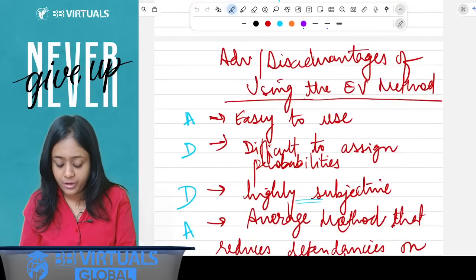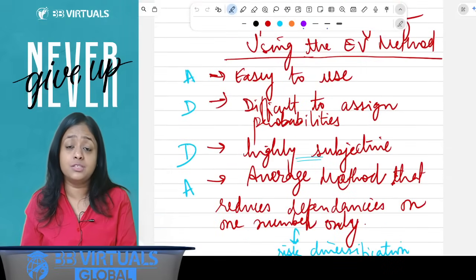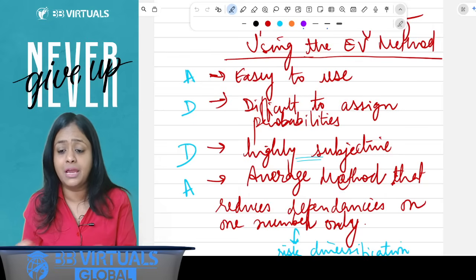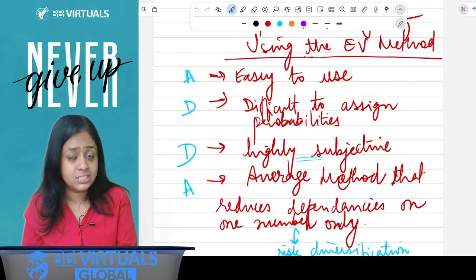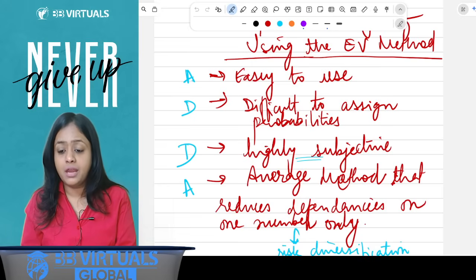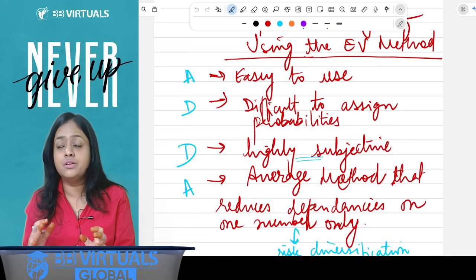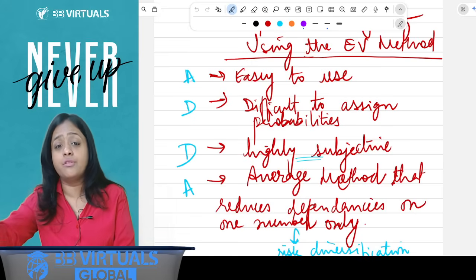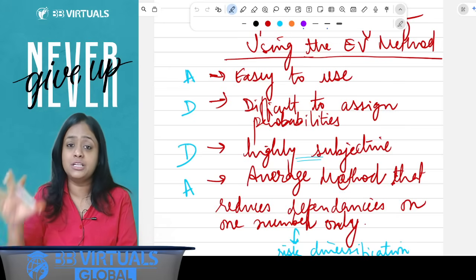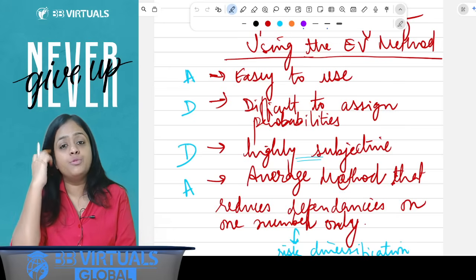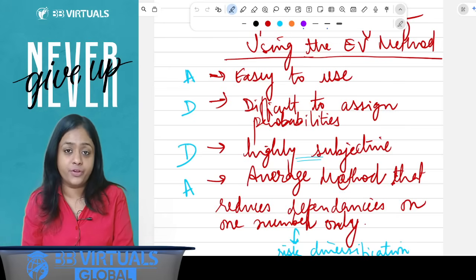Now, what can be the different advantages and disadvantages of using this expected value method? I think the major advantage is it is very easy to use and calculate. Another advantage is that here we are not just depending on any one figure and one estimate. We have different estimates, different probabilities, and with them you can arrive at a very moderate figure.